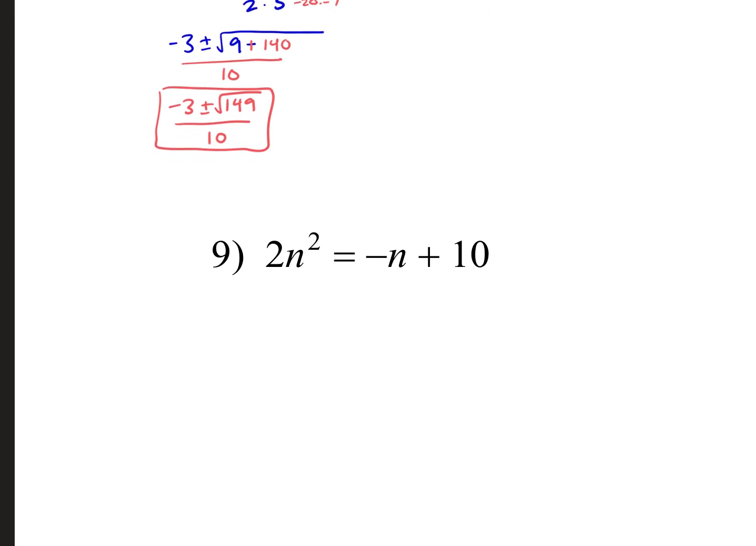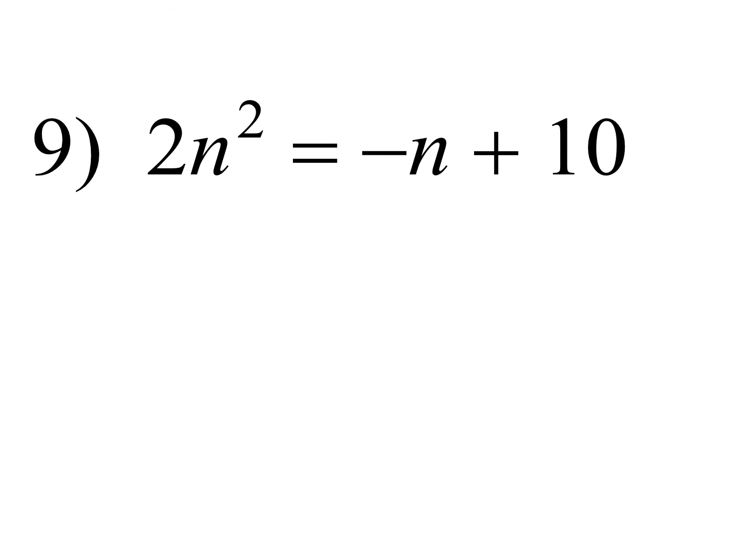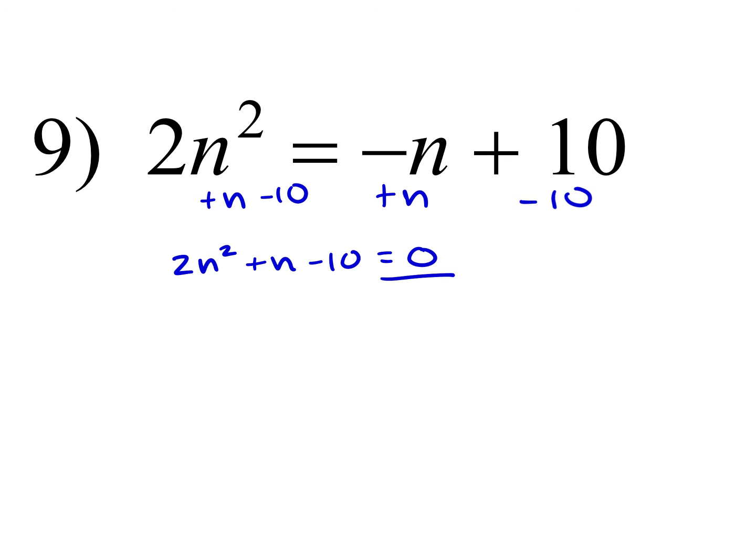All right, let's do one more just like it. What do I have to do first here? Would you have to bring the negative n and the 10 over? Awesome. So I'm going to add n to both sides. And what else? Subtract 10. So on the left side, how would I write it? You put 2n squared plus n minus 10 equals 0. Perfect. Once it's equal to 0, then we can list our A, B, and C.